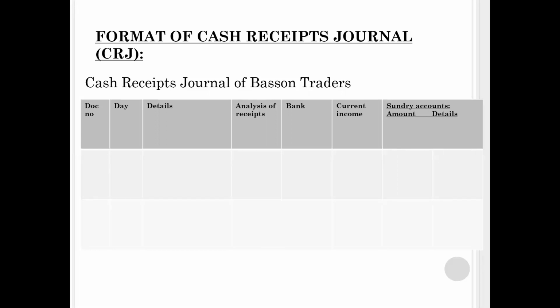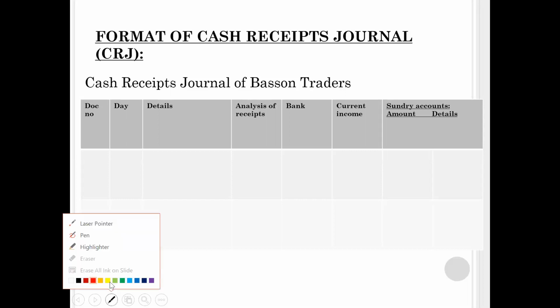Like if it is, for instance, capital, there's not a capital column at the top. So then you go and write it with the sundry accounts. Or let's say it is, for instance, rent income, and you don't have a rent income column at the top, then you are going to write it with the sundry accounts. Okay, so basically that is just the format of the CRJ.